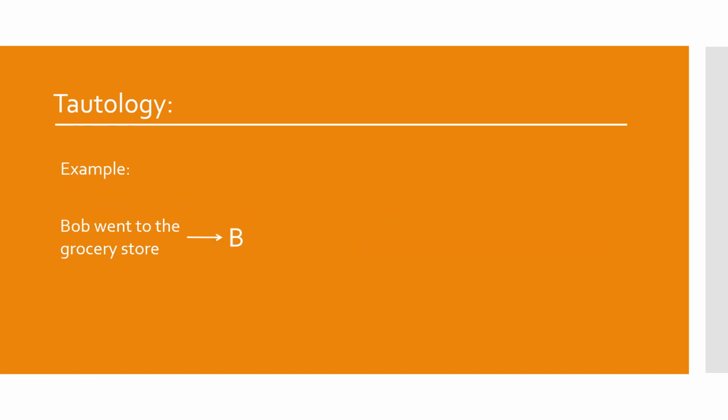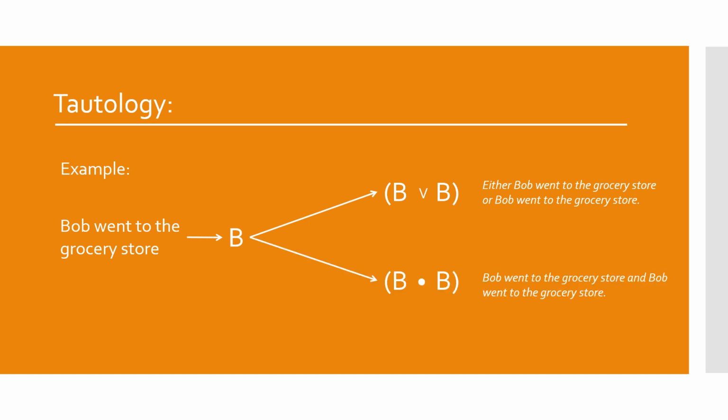So notice the basic idea of a tautology is if I have the statement B here, which stands for Bob went to the grocery store, this is logically equivalent to saying either Bob went to the grocery store or Bob went to the grocery store. These are identical terms, and one can be replaced with the other. And the same thing is fundamentally true with a conjunction. The statement Bob went to the grocery store is identical logically to saying Bob went to the grocery store and Bob went to the grocery store. And so if I have that term repeated in a conjunction or disjunction, I can simply toss out the entire disjunction and just take the letter, or vice versa.